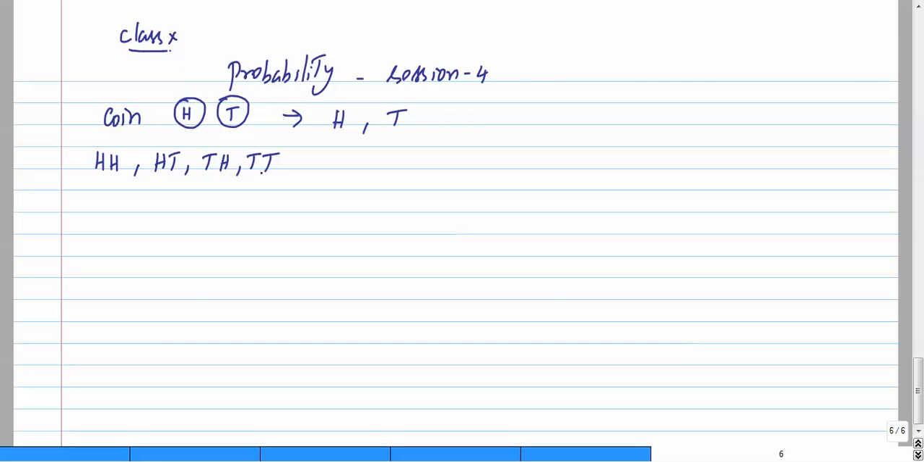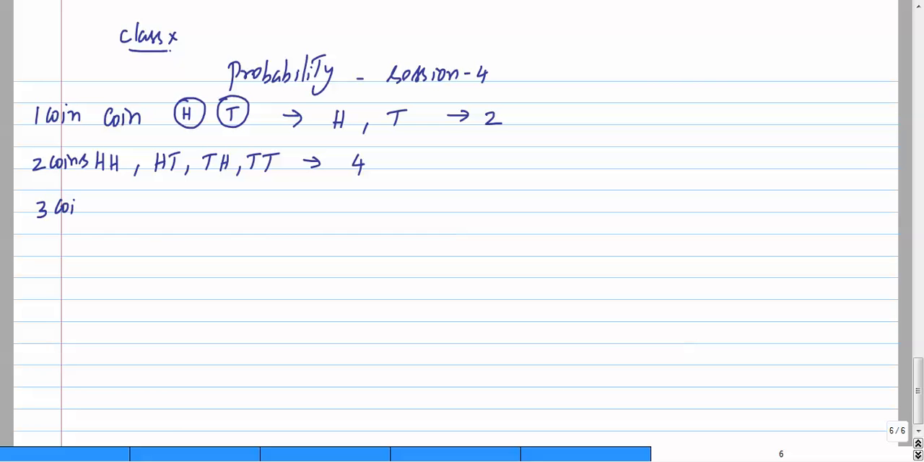So what are we talking about here? Initially we had two probable outcomes. Now we have four probable outcomes. Similarly, we can extend this. This is the case of two coins. This is the case of one coin.